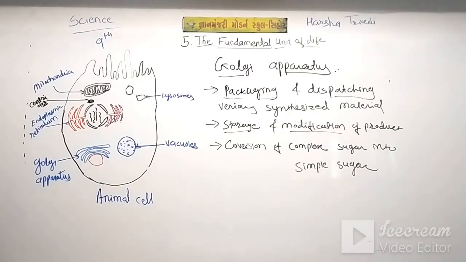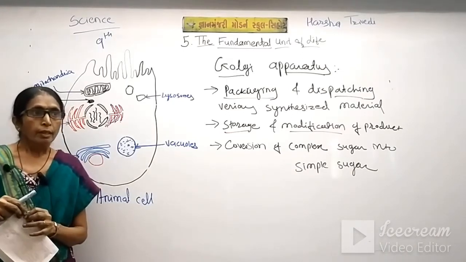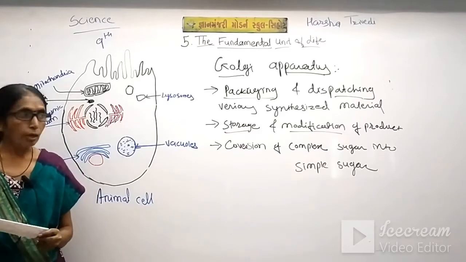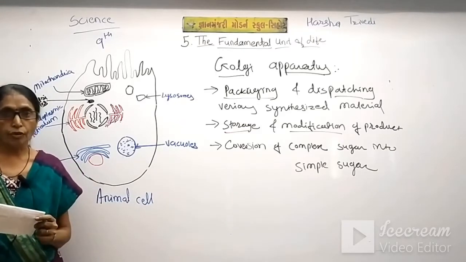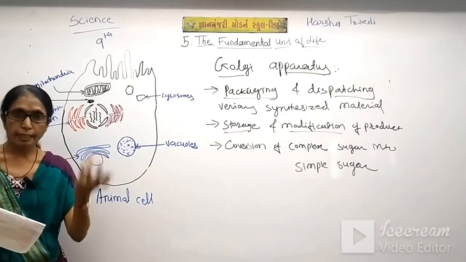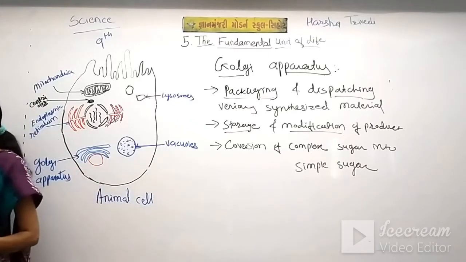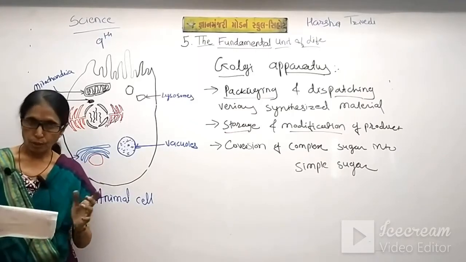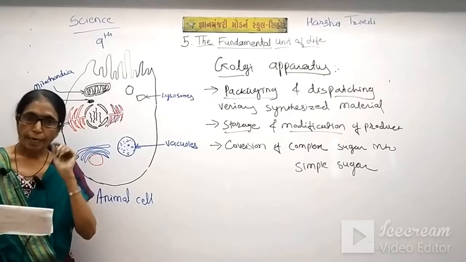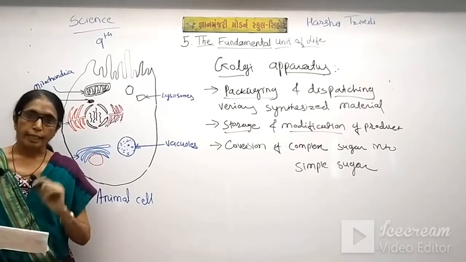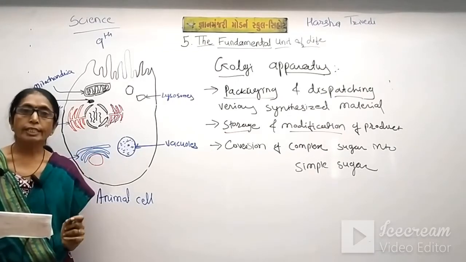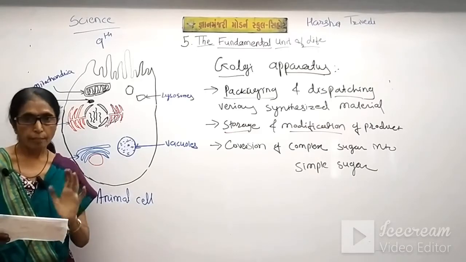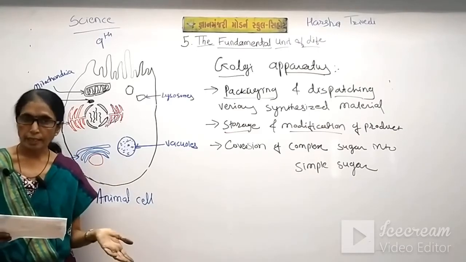Okay, students, so there are four cell organelles remaining now. We will learn those four cell organelles in the next period. They are lysosomes, mitochondria, then vacuoles and plastids. About that we will learn in the next session.